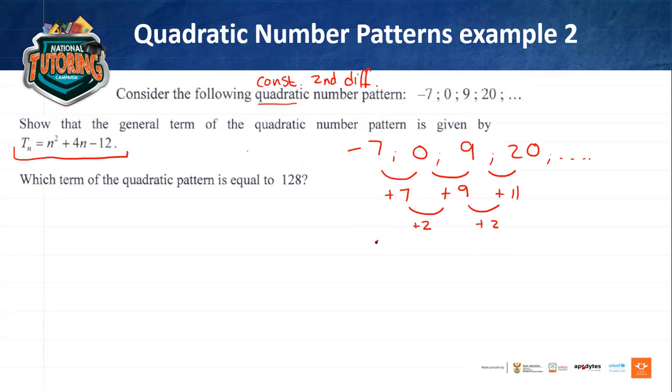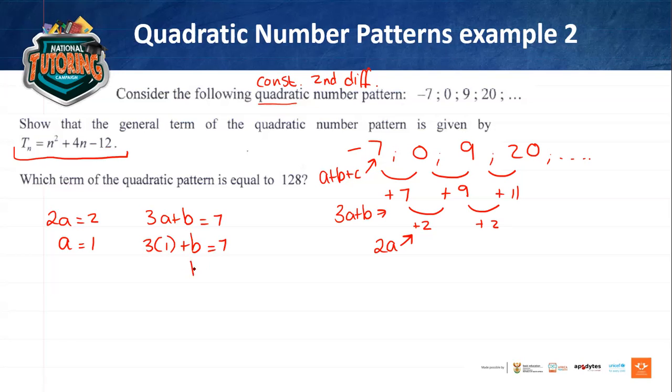Remembering our little formulae, 2a is equal to the second difference. 3a plus b is the first difference, and a plus b plus c is our first term. You can pause the video if you're watching the recording and try it yourself, but let's go through it. 2a is equal to 2, so a is equal to 1. 3a plus b is equal to 7. We know a is 1, and so we can work out b to be 4.